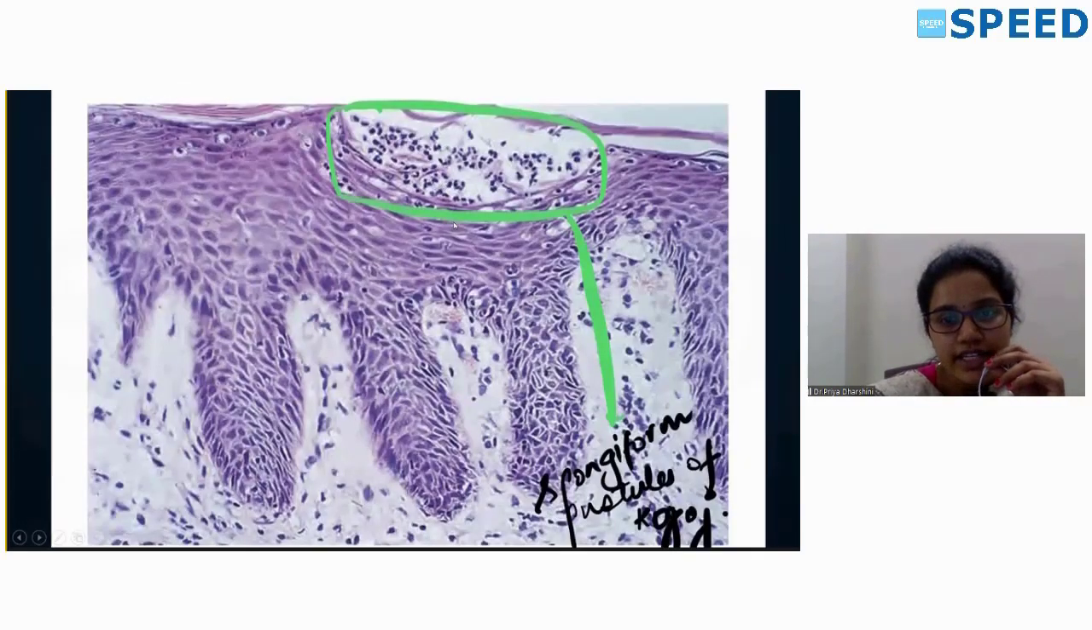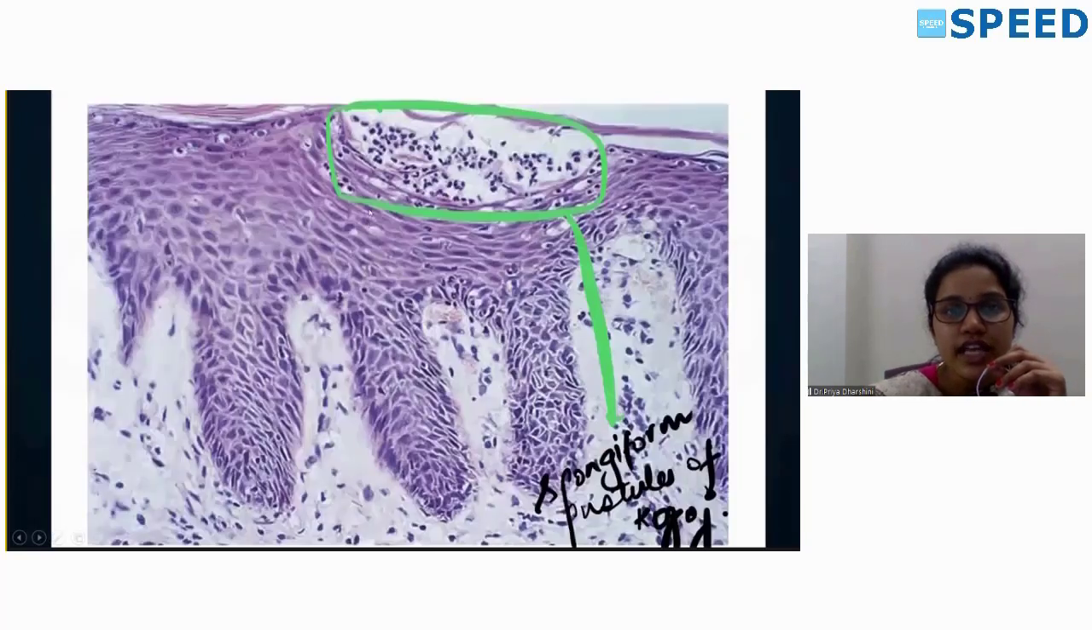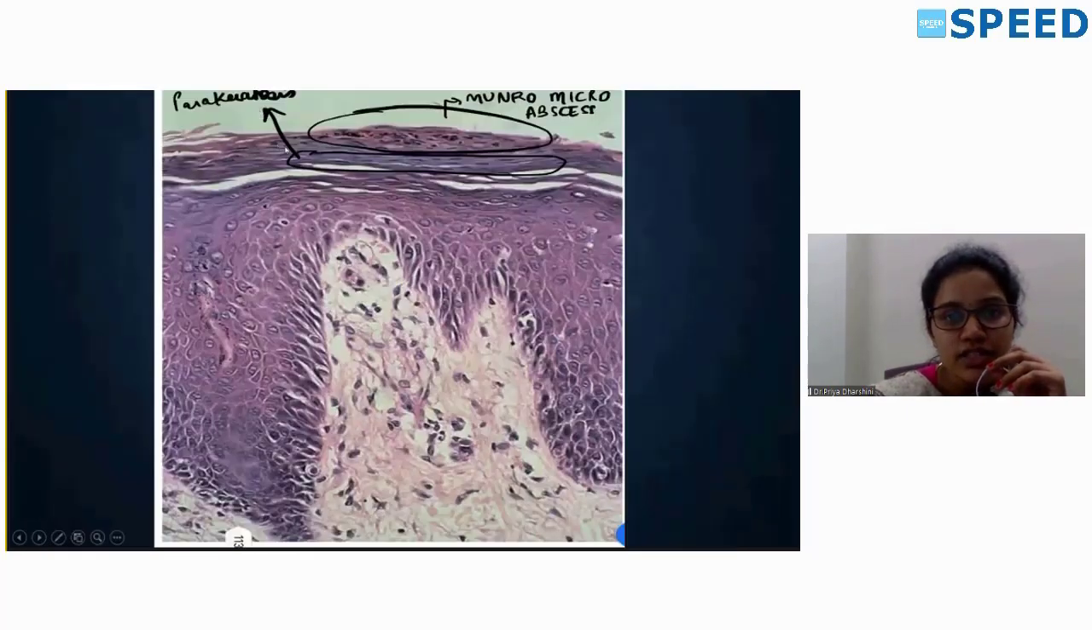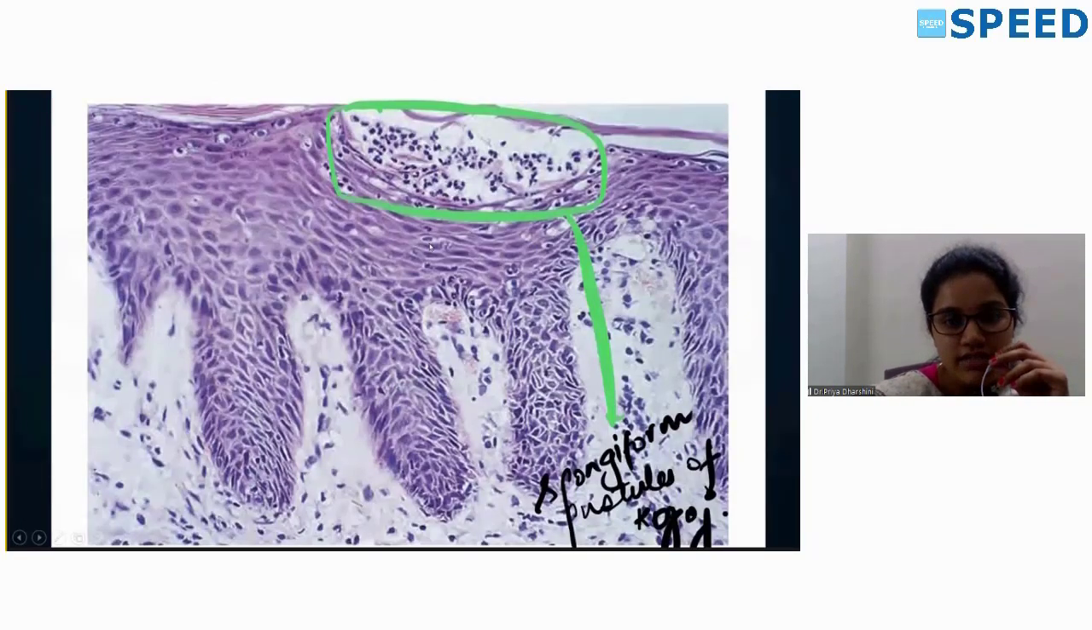The histopathological findings seen in psoriasis, what you can see here, are pustules in the stratum malpighian layer. These pustules are called spongiform pustules of Goodhart, and elongated rete ridges will be there. Pustules can also be seen in the stratum corneum layer, which are called Munro microabscess, and parakeratosis will be there. And here you can see in the stratum corneum layer, pustules with neutrophils. So these are the common findings in a biopsy of psoriasis vulgaris.